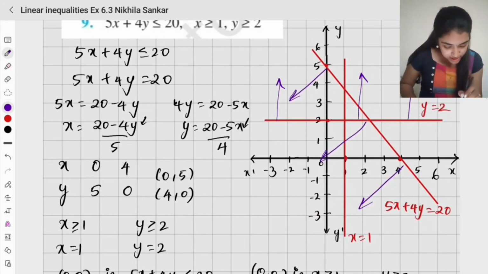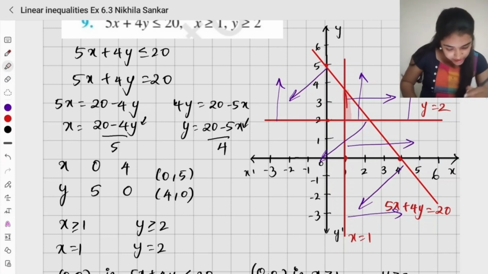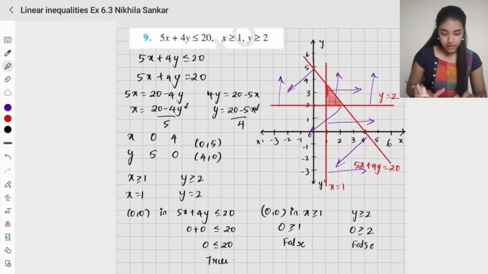x is equal to 1 கிடையாது, so right-ல போய்டும். So what is going to be the common shaded region? For x is equal to 1, right-ல இருக்கு. So x is equal to 1 line, it is going to be over here. And for y is equal to 2, it is going to be over here. And for this, it is going to be over here. So this is the shaded region. Okay? Please pay attention while you are shading the regions. Please copy.